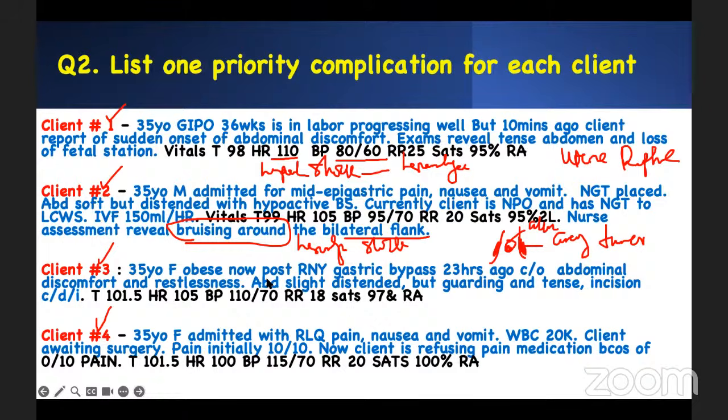Number 3, obese patient, Roux-en-Y gastric bypass, restless, distended, and then temperature down. This patient is leaking. So anastomosis leak. Is going to have what? Sepsis. So you go into septic shock, peritonitis. So this patient goes into septic shock. That's one complication.